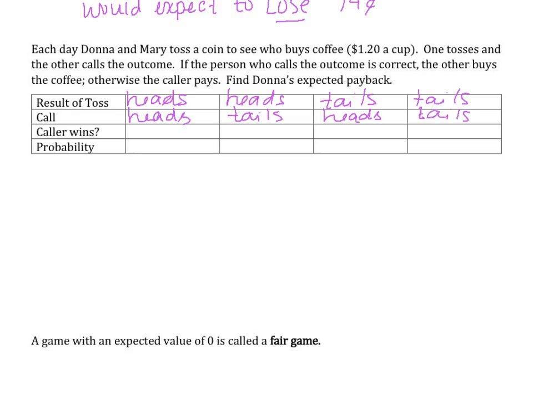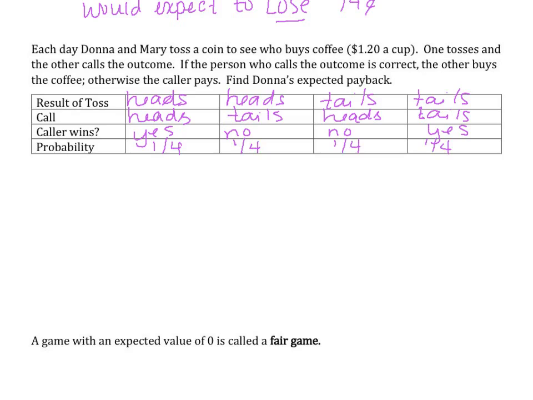So since when it's tossed it's heads and the caller wins heads, then we win. If the result of the tossed coin is heads, but I called tails, we would lose, so we would not win. Similarly, if tails is flipped, but I called heads, we would not win. And if tails is flipped and tails is called, we would certainly win. So since there are only four options, the probability of getting each option is 1 out of 4 options.